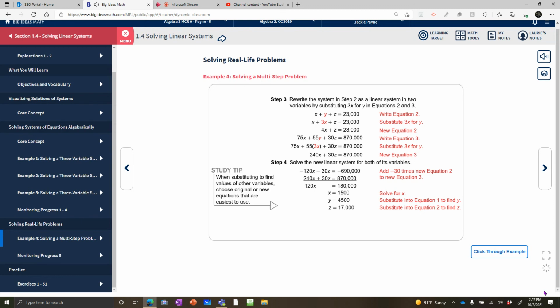Study tip. When substituting to find values of other variables, choose original or new equations that are easiest to use. So the solution is x equals 1,500, y equals 4,500, and z equals 17,000, or the ordered triple 1,500, 4,500, and 17,000. So there are 1,500 seats in section A, 4,500 seats in section B, and 17,000 lawn seats.